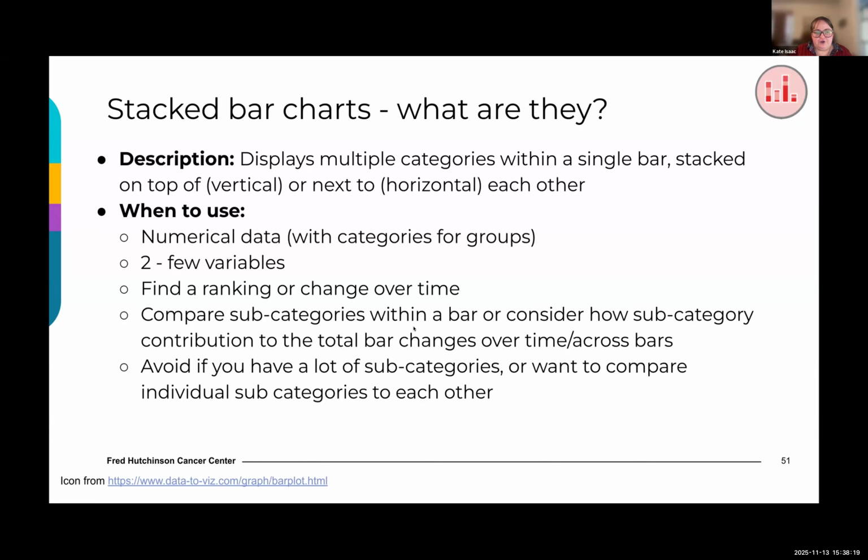It's best to use these if you're comparing subcategories within a bar to consider how subcategories contribute to the total bar, and perhaps how that changes over time or across bars or groups. You want to avoid them, though, if you have a lot of subcategories, and we'll see an example of this. You also want to avoid them if you want to compare a single subcategory to a different subcategory over time. These are not good for that.